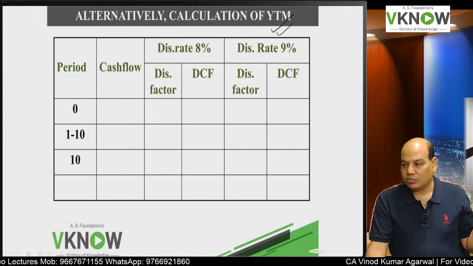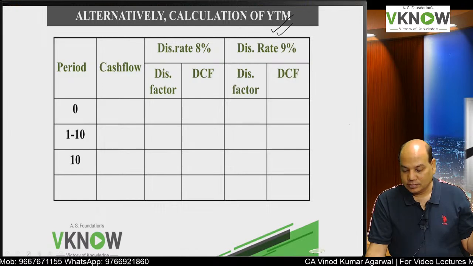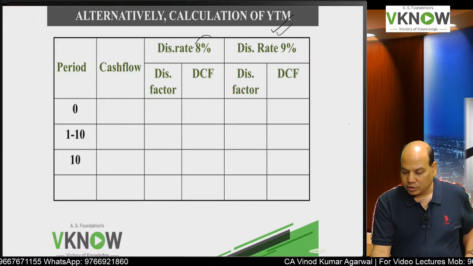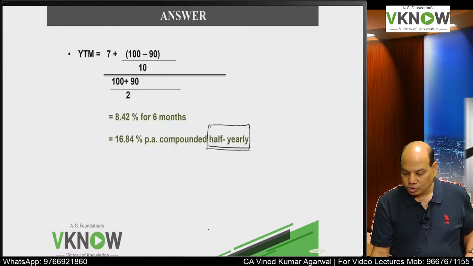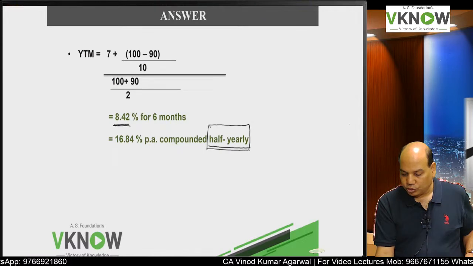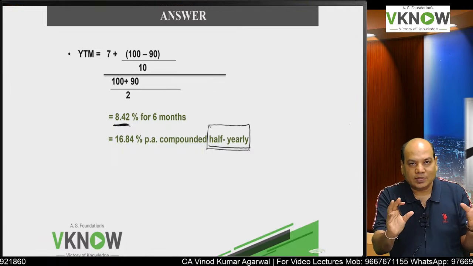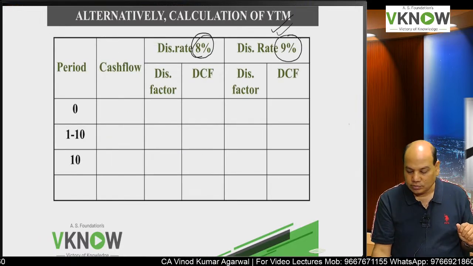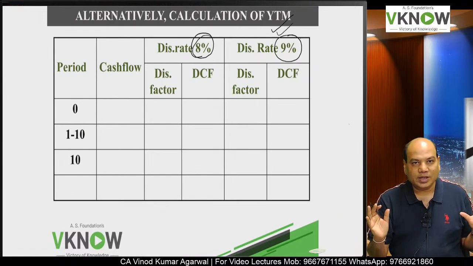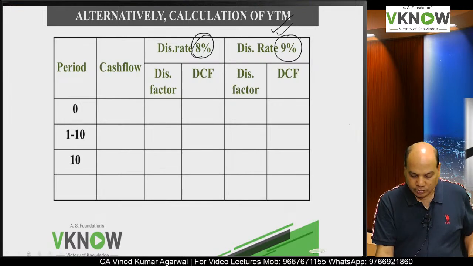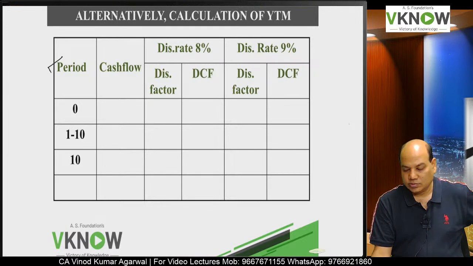So this time we are going to solve it again by using the IRR method. Under the IRR method, we will take one lower discount rate and one higher discount rate. You have already got 8.42%, which means your IRR will be somewhere around this answer. So write down 8 as a lower rate, 9 as a higher rate, and there will be 10 half years. Format: first write down period. One period is equal to 6 months.